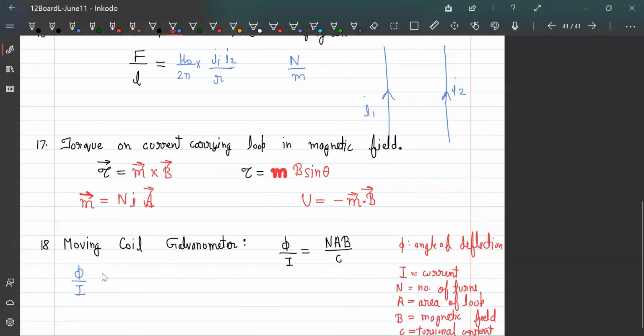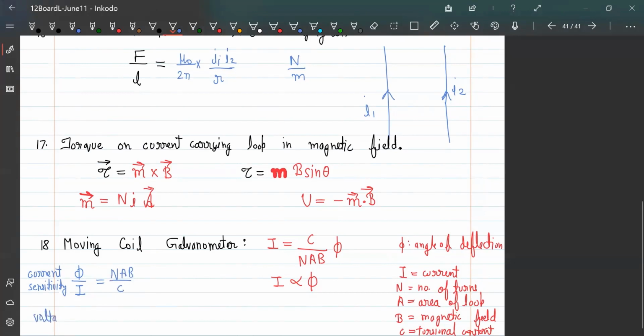अच्छा phi by I को हम क्या बोलते हैं? That is current sensitivity. है ना? इसको चाहे तो galvanometer का फॉर्मूला ऐसे याद रख सकते हैं. Formula can be remembered like this: I is equal to C upon NAB phi. तो मतलब करंट को बढ़ाएंगे तो फाई एंगल भी बढ़ेगा, तभी वो डायल रोटेट होगा. तो phi by I को हम लिखते हैं करंट सेंसिटिविटी, मतलब डिफ्लेक्शन पर यूनिट एंगल, that is current sensitivity. Phi by I हो जाएगा NAB by C. This is an important thing, NAB by C.